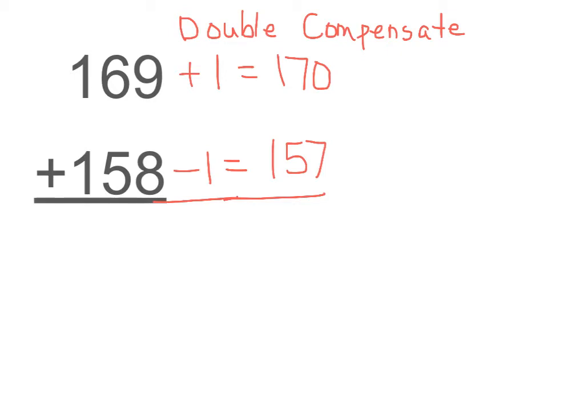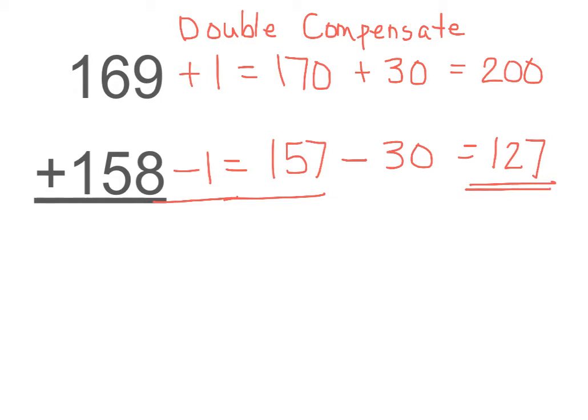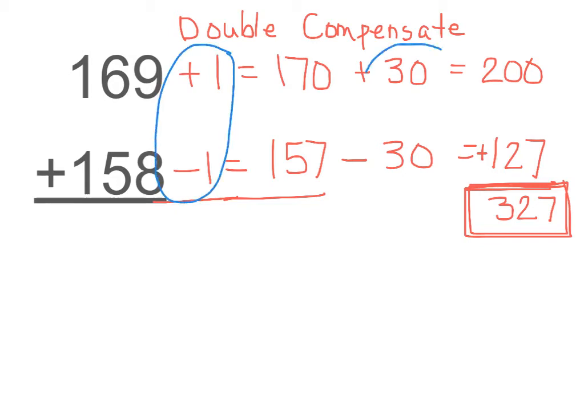So I'm going to compensate again. So I'm going to add 30 to get to 200. And then I'm going to subtract 30 to get to 127. Now that's a number that's easy to add. So I can do 327. That's called double compensating because I had to compensate twice. I had to add 1, subtract 1, and then I had to add 30, subtract 30.